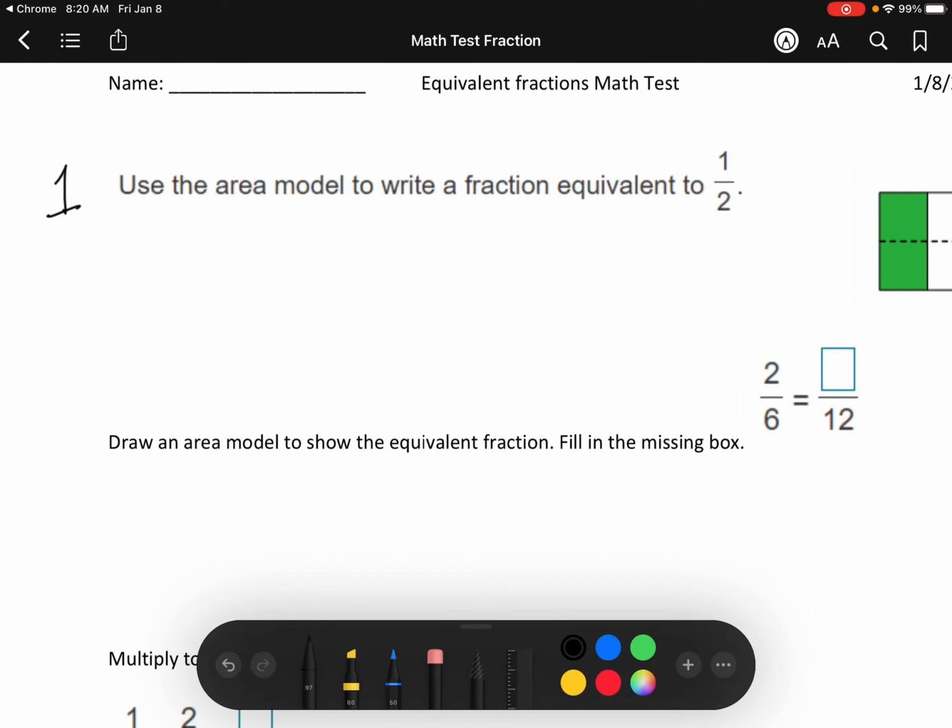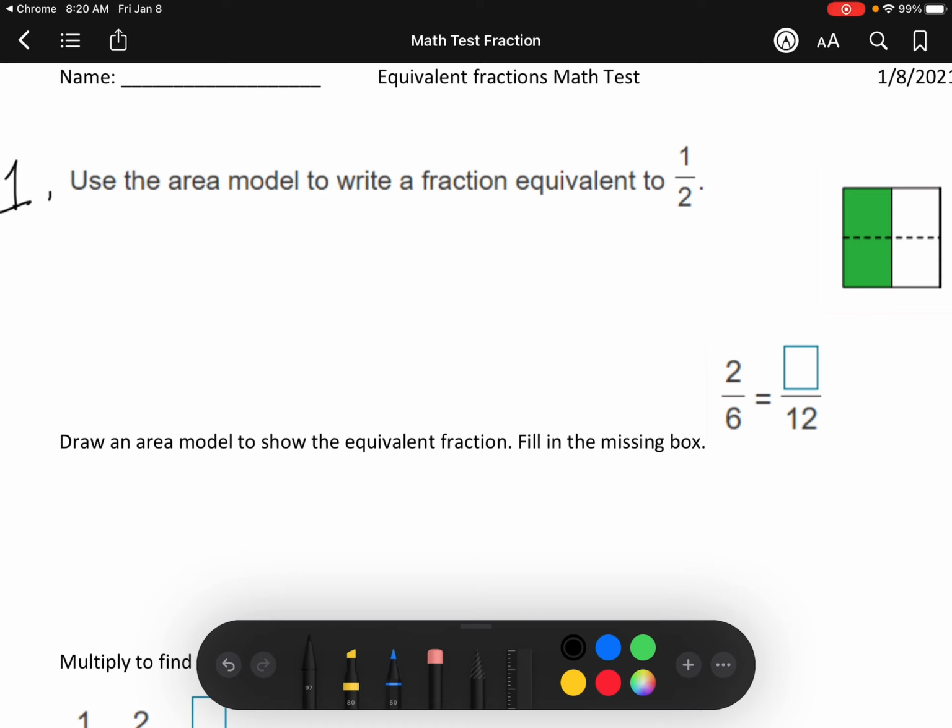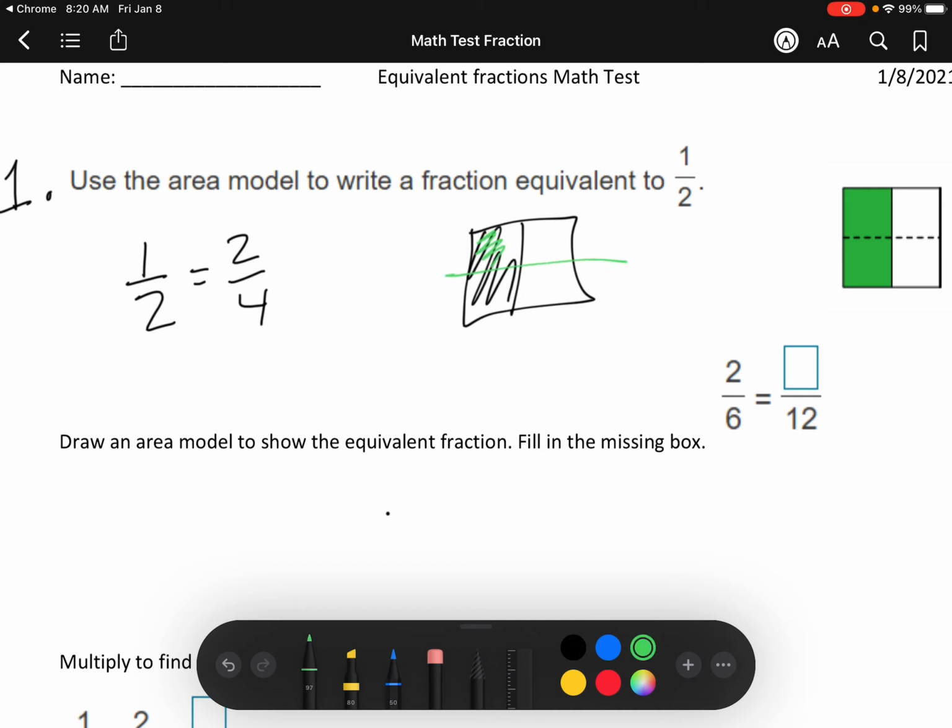So here's question number 1. Use the area model to write an equivalent fraction to 1/2. Okay, hopefully you got it. We have 1/2 is equal to 2/4. And why that is: we start out with 1/2 like this, and then we broke it up. So we have 2 shaded pieces, 1, 2, and there's 4 total, 3, 4 total pieces.